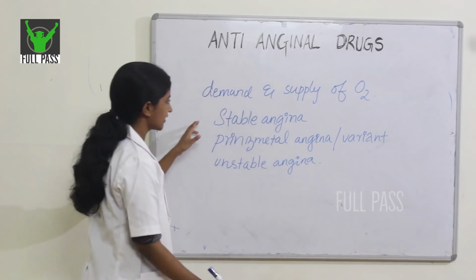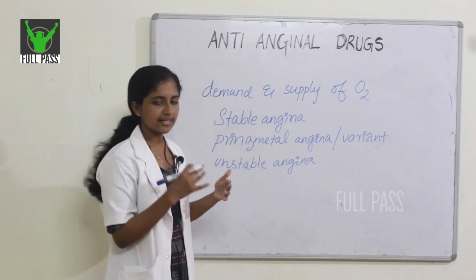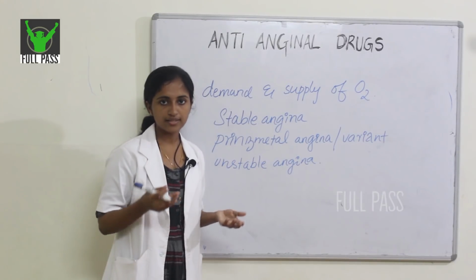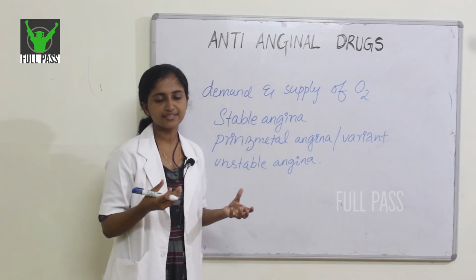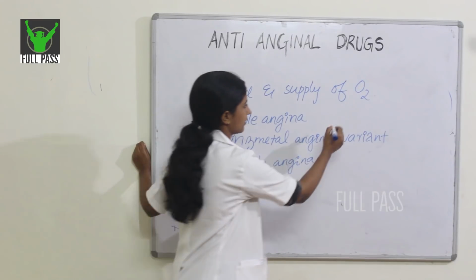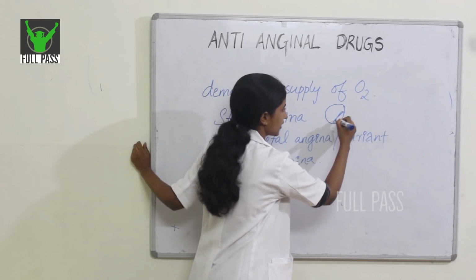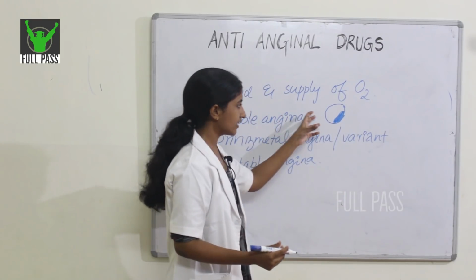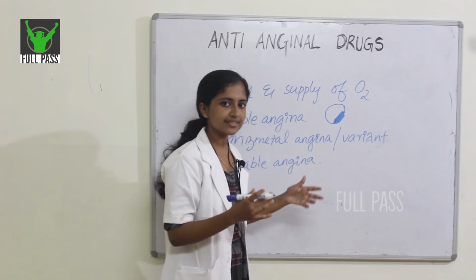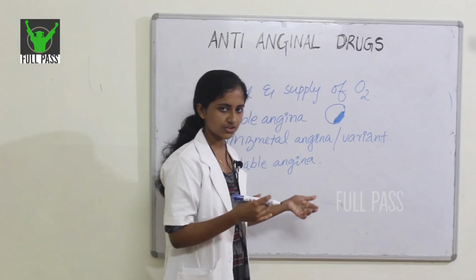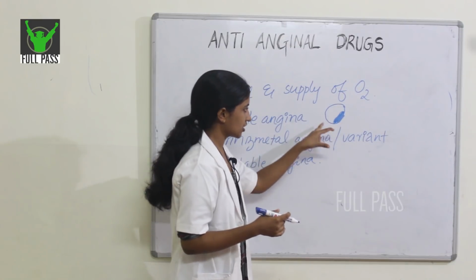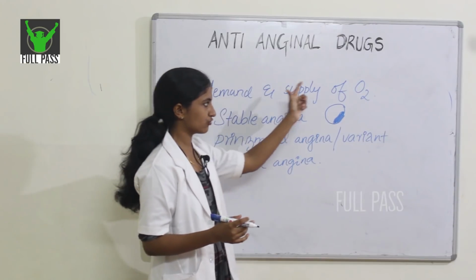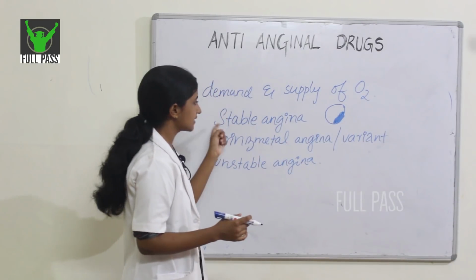The stable anginal pain occurs during exertion, exercise and all, where there is increased cardiac work and the oxygen demand increases. Because of some obstruction in the coronary arteries caused by the atherosclerotic plaques, there will not be enough blood flow to that area. During exertion there is increased oxygen demand, and because of this obstruction there will not be enough blood flow. So again a discrepancy in the demand and supply of oxygen takes place and we have the stable anginal pain.